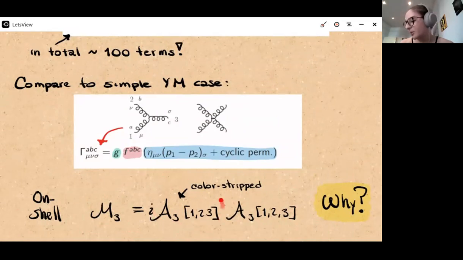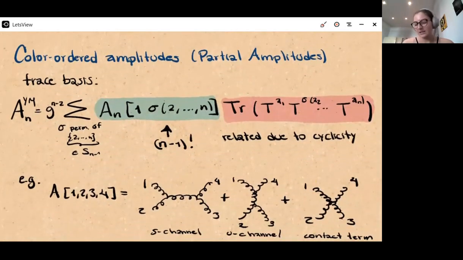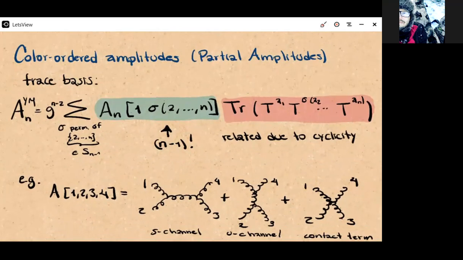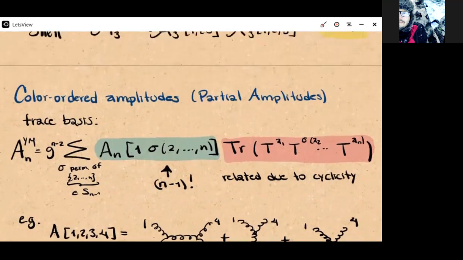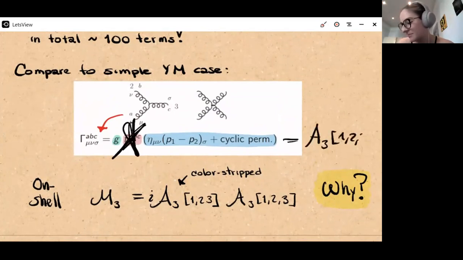Now, I'm calling these color-stripped amplitudes, with this notation of A3(1,2,3). It's probably something that not everyone is used to, so I'm just going to do a short review of what this notation for color-stripped amplitudes is. So why the term color stripped? The idea is that, for example, here, you will remove this factor completely. And that will be your A3(1,2,3).